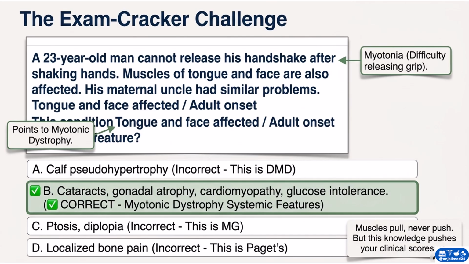The correct answer is cataracts, gonadal atrophy, cardiomyopathy, and glucose intolerance. Why? Because myotonic dystrophy is not just a muscle disease, it is a systemic disorder affecting multiple organs. Notice how the incorrect options represent other diseases. This is exactly how integrated physiology and pathology helps us solve the exam questions quickly and accurately.